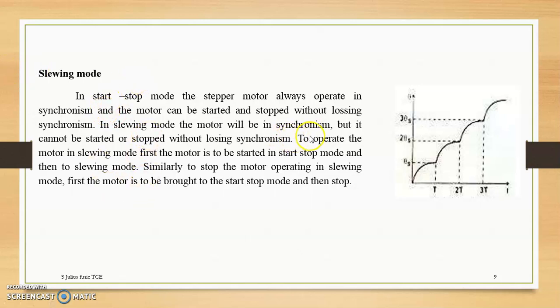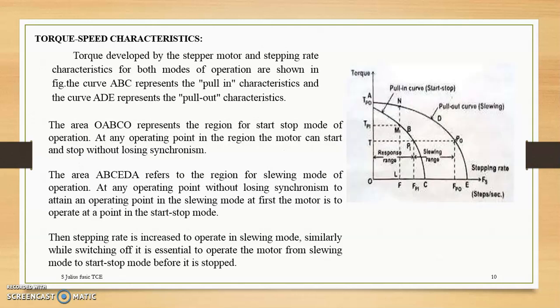Normally the slewing mode of the motor will be in synchronization, but it cannot be started or stopped without losing synchronization. So whenever we are going with the slewing mode, it will always be in synchronization. So you cannot start or stop the machine by using the slewing mode. You start or stop the machine by switching to start-stop mode, and once it has started or once it is conducting, then we go with the slewing mode operation.